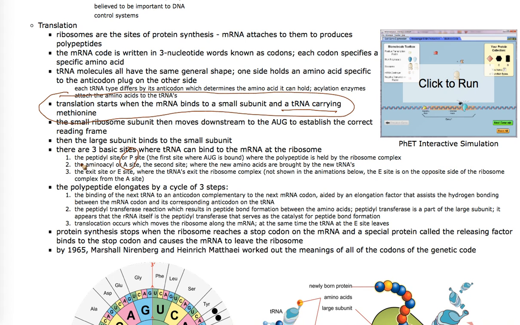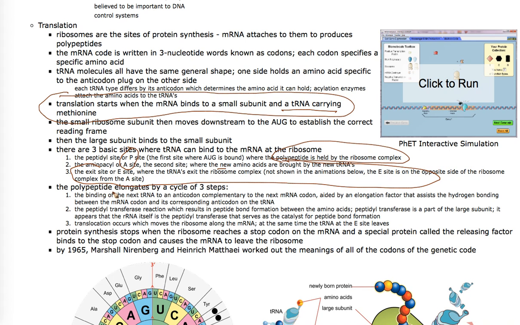The P site of a ribosome is where the very first AUG is bound, and then that is where the polypeptide is being held by the ribosome complex as translation takes place. The A site is the leading site of the ribosome where the new amino acids are being brought in by the new tRNAs that are coming down to bring in amino acids to the ribosome. And the E site is called the exit site. That's where tRNAs actually leave after they're used.